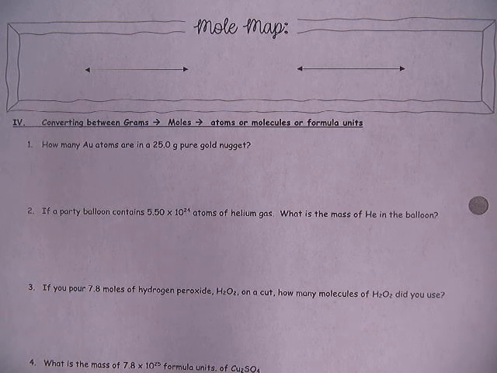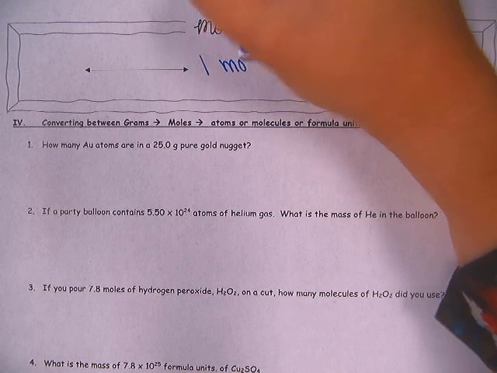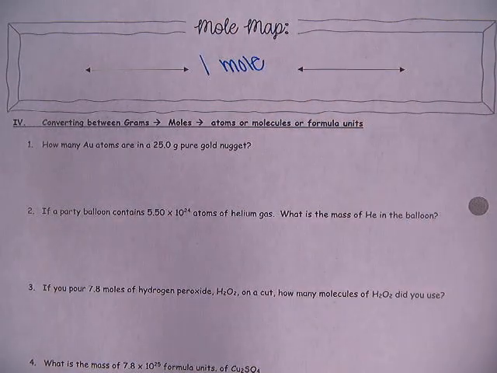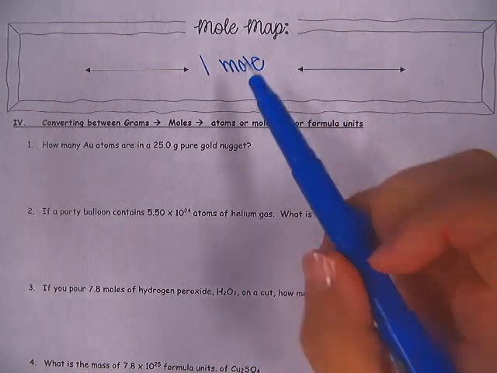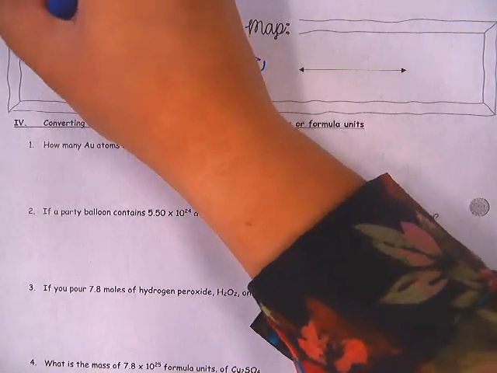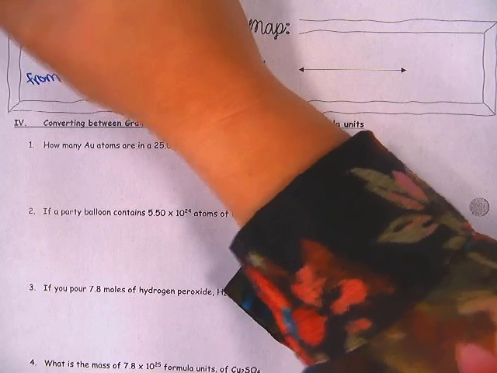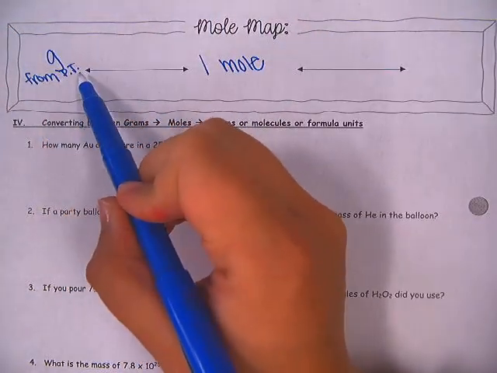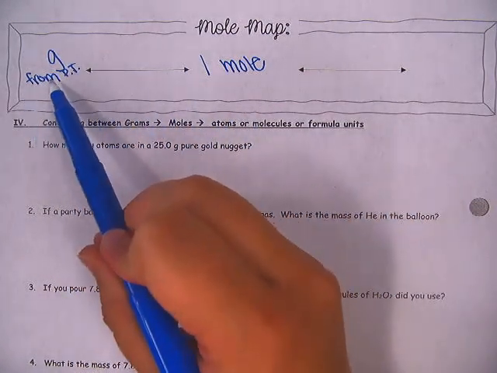Okay, on the back page of our notes, we have this little section for the mole map. So the first thing we're going to put on our mole map is 1 mole right in the middle. And then going this direction is where I put grams. So I'm going to put grams over here, and I'm going to say from PT for periodic table, because the number of grams of whatever substance you're working with is always going to come from your periodic table.